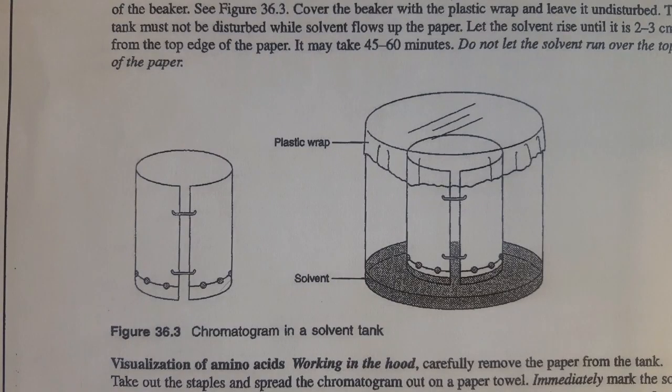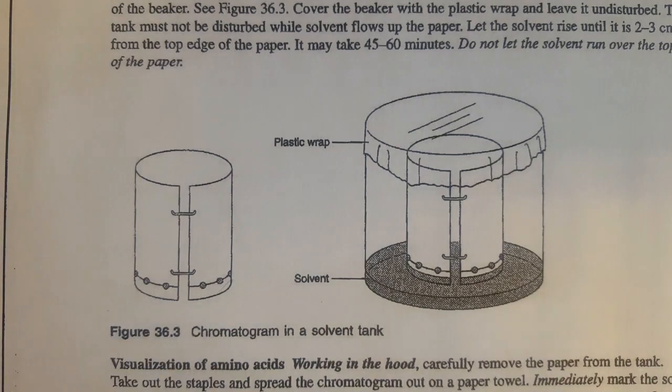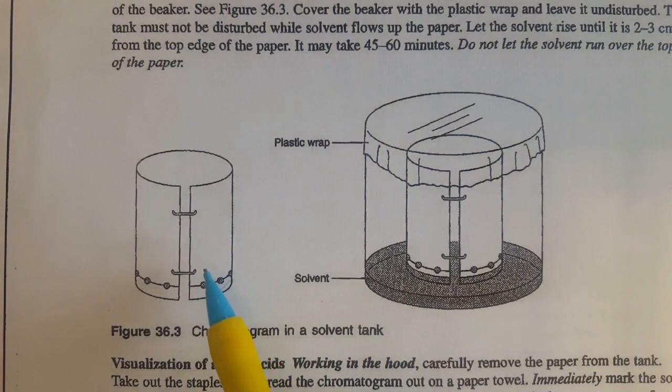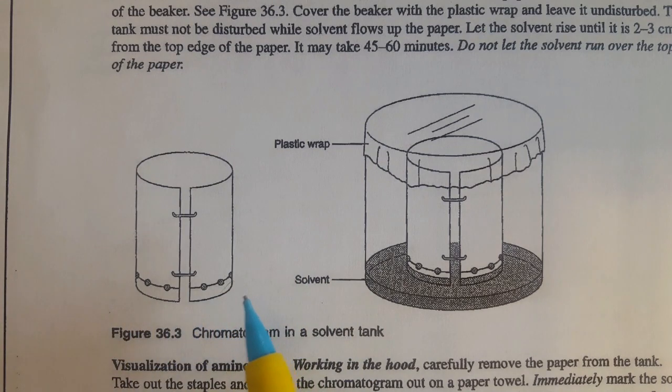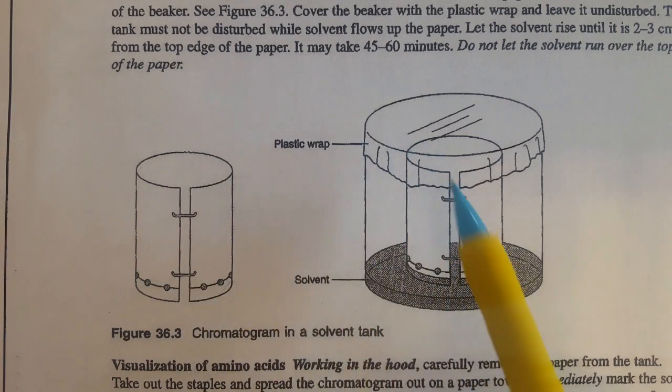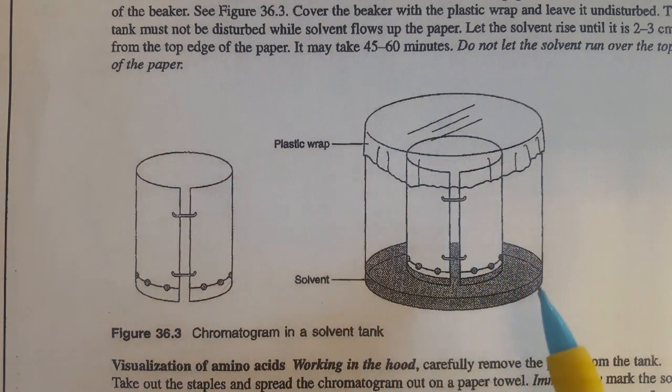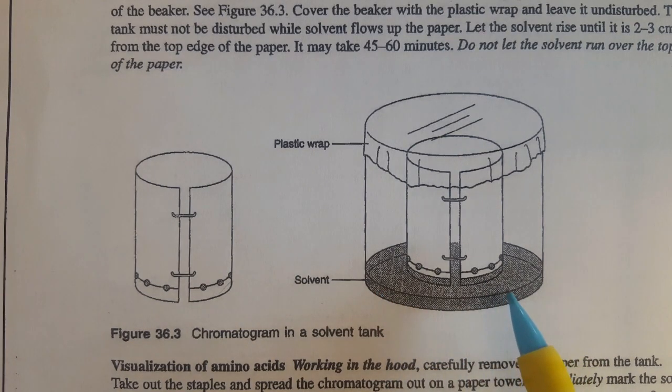Okay, let's move to part B of the procedure. What you see here in this diagram and this figure is what you were supposed to do. That is to say, you were going to take some paper and lay it out, draw a line at the bottom, and spot it with the 7 amino acids to be analyzed. At that point, you were going to put it into this chamber, which contains the mobile phase, a solvent consisting of isopropanol and ammonium hydroxide.